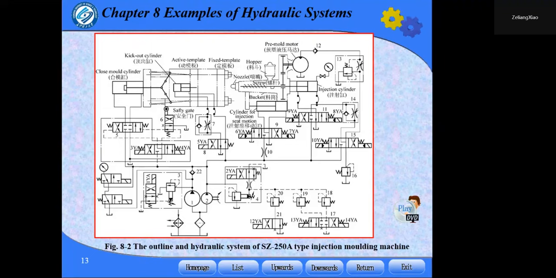The inlet oil phase is that the pump is unloaded and the oil from pump 1 on the one hand flows into the right position of the cylinder for injection seat motion, when the right position of valve 9 allows the nozzle to touch the mold, and on the other hand into the left chamber of the injection cylinder, when the left position of valve 11 pulls the screw back. The return oil is that the oil in the left chamber of the cylinder for injection seat motion and the oil in the right chamber of the injection cylinder flow into the reservoir by valve 9 and valve 11 respectively.